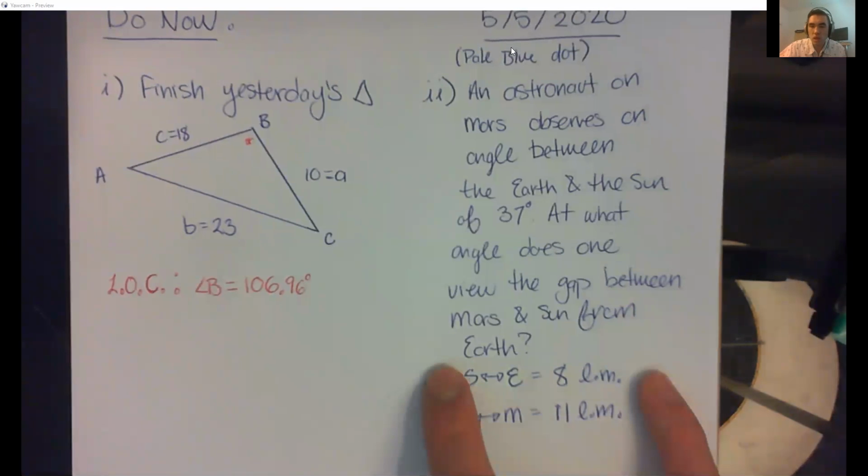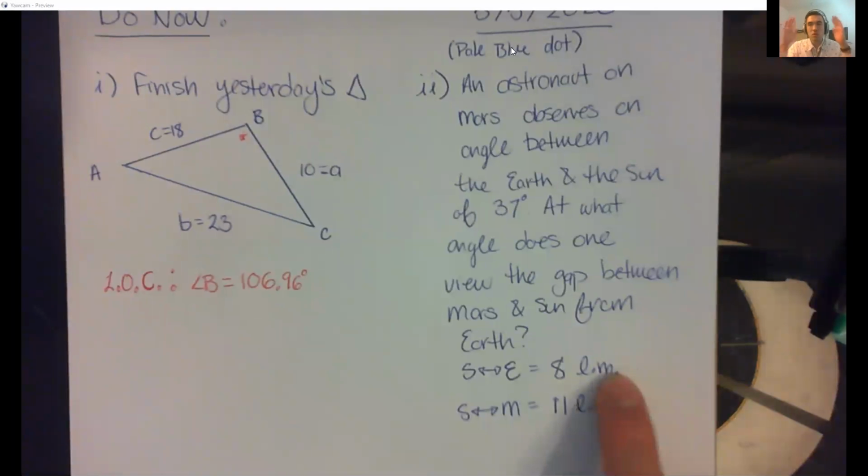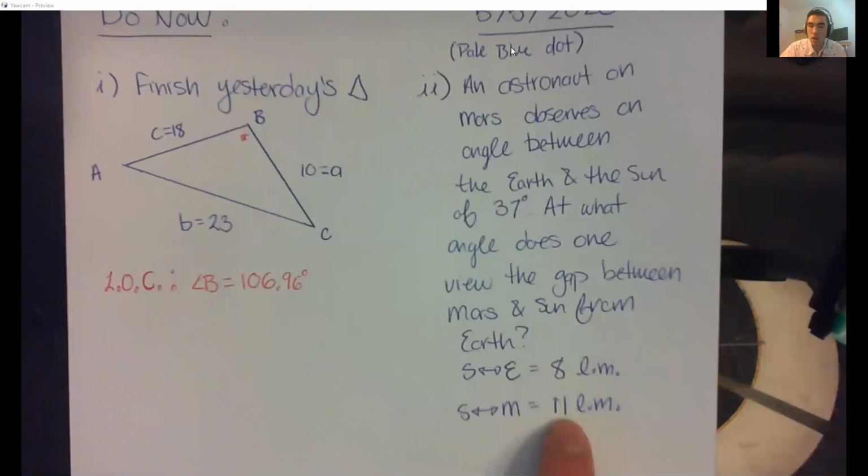So the distance from the Sun to the Earth is 8 LM, which is the unit light minutes. It's a measurement of distance. And then the distance from the Sun to Mars is also in this same unit of light minutes. Does anybody remember what a light minute is? Anybody want to take a crack at explaining exactly how long that is?